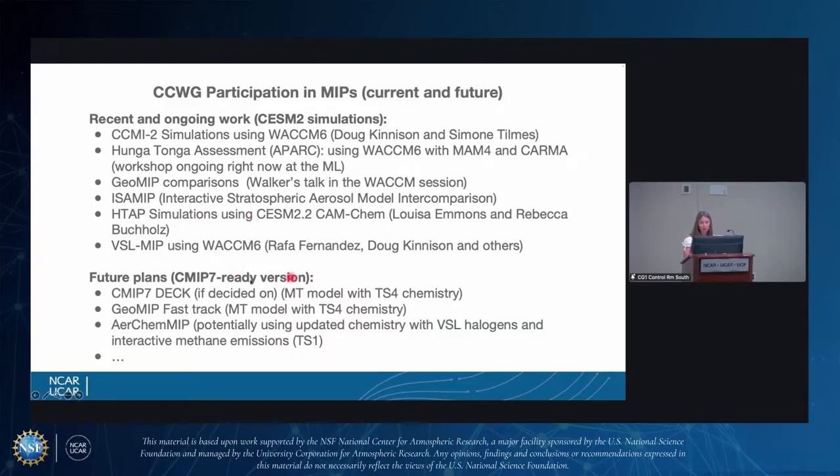And for future plans, we hope for our CMIP-ready simulations to be done, obviously the DECK and other future scenarios with, as I already said, I have a mistake, the T4S chemistry. Sorry, it's still in there, the wrong things. But then also GeoMIP fast-track simulation, and definitely interested in AerChemMIP simulations, especially with our more improved model version that we're hoping to have, the VSL model version, and hopefully also with interactive methane.